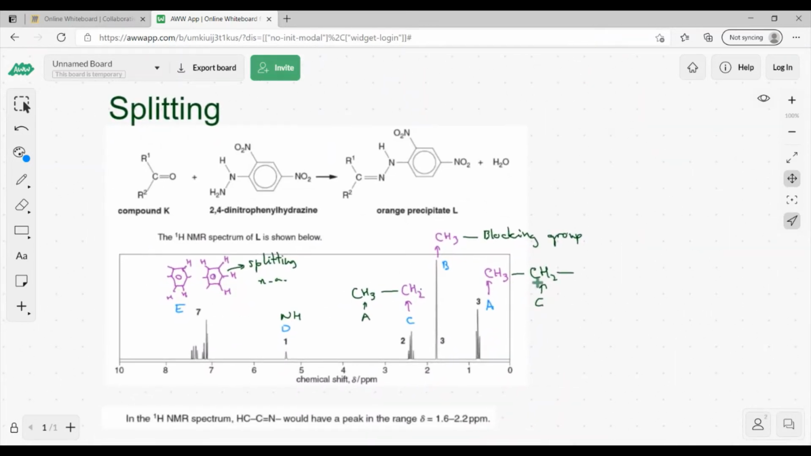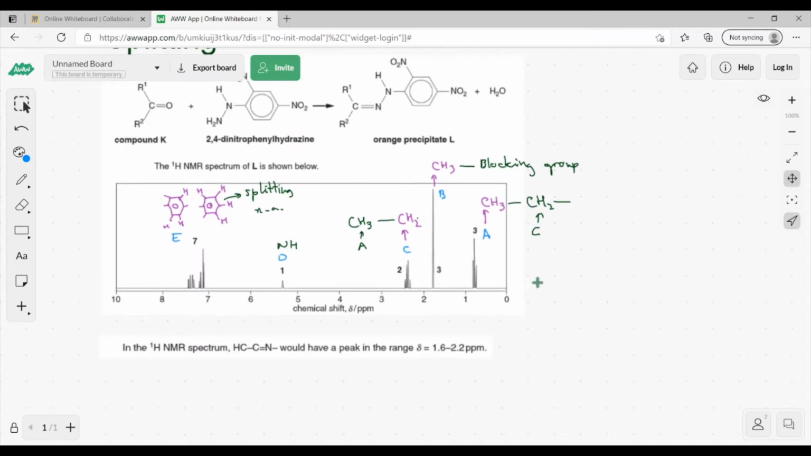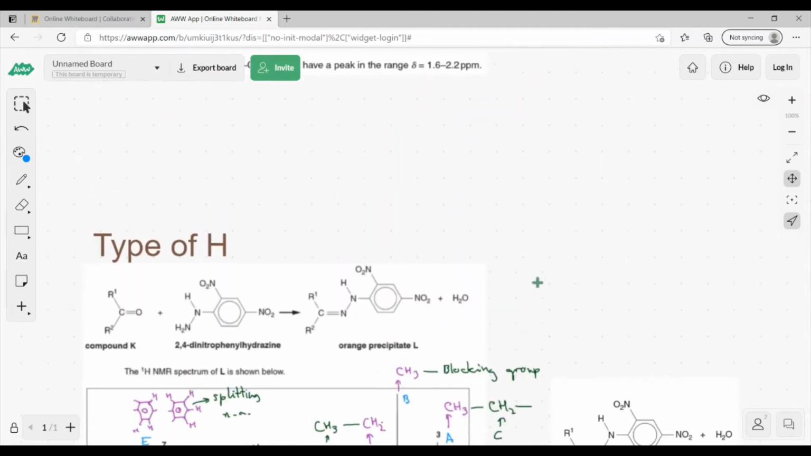So for peak A, it's a triplet, so adjacent to CH2. Peak B, bonded to a blocking group, I call it, so maybe a benzene ring, a C double bond O, a nitrogen, an oxygen. Peak C is a quartet, so next to a CH3. And then for the benzene ring, we cannot interpret the splitting pattern in A level chemistry. Okay, so we are now getting some pieces of the puzzle.